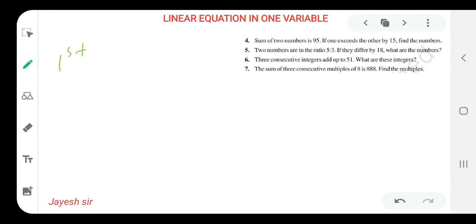So let's do first plus second number. They both are numbers, first number and second number, and their sum is 95. If one exceeds the other, that is, one is more than the second number by 15, let the second number be x. Let us assume our second number is x.